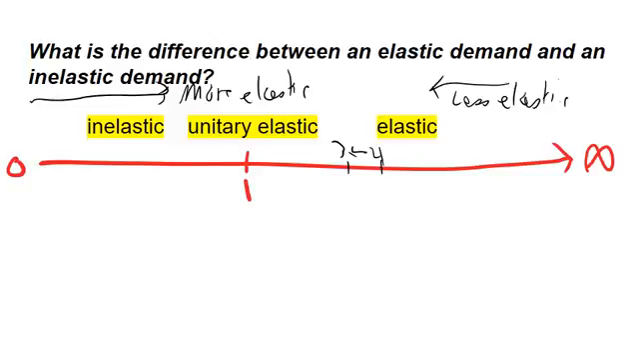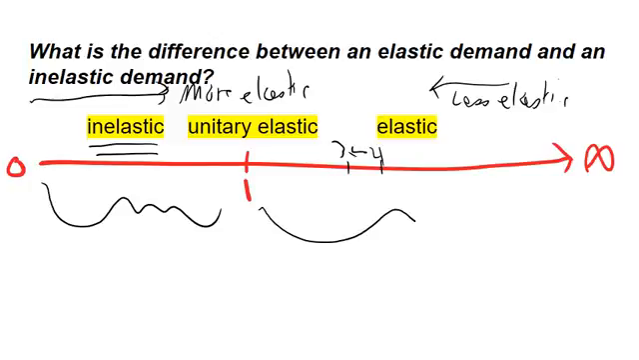Well, we categorize different regions of this number line. When the absolute value is between 0 and 1, we say the demand is inelastic. If it's between 1 and infinity, we say the demand is elastic. If it happens to be right on 1, we say it's unitary elastic. If it's 0, it's perfectly inelastic. And if it's infinite, we say the demand is perfectly elastic.